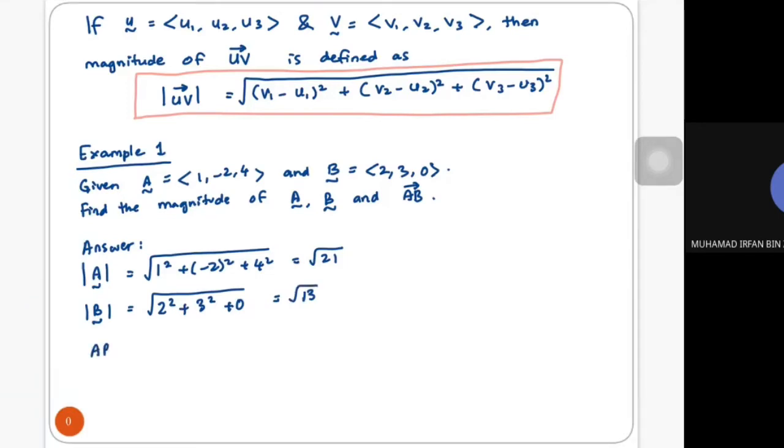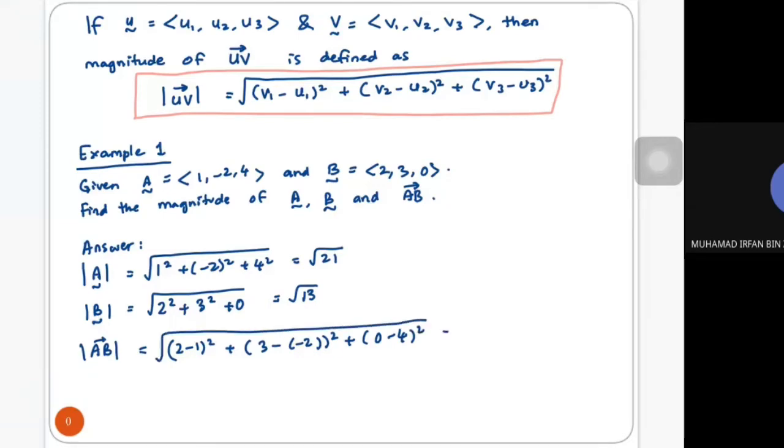And the last one, magnitude of AB is equal to square root of (2 minus 1) squared plus (3 minus negative 2) squared plus (0 minus 4) squared. This is equal to square root of 1 squared plus 5 squared plus negative 4 squared. Then you will get 1 plus 25 plus 16, which is equal to square root of 42. So this is your answer.